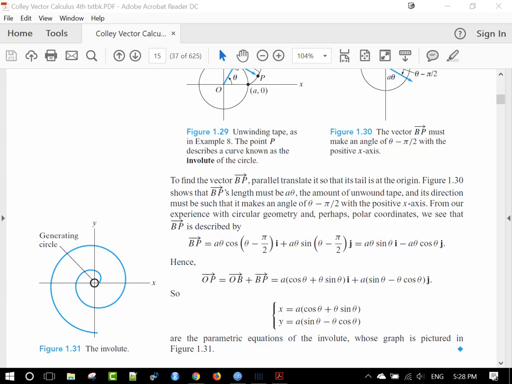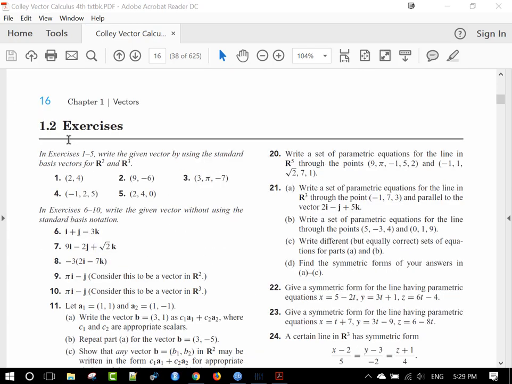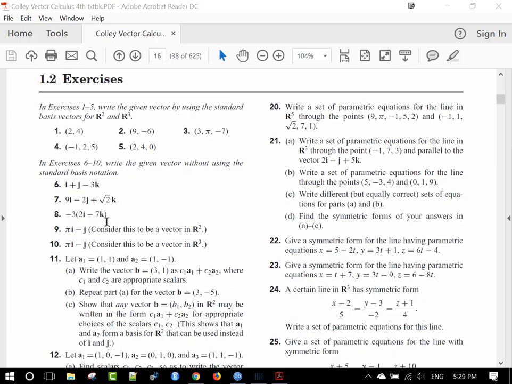Okay, for the exercises, they say write the given vector using the standard basis. So how do you write this in this kind of notation? So obviously it's 2i plus 4j, and similarly with the other ones. And then how do you write this? Using this kind of notation, obviously it's 1, 1, negative 3, and so on. Next one is, suppose we have these two, a1 and a2, write b, which is equal to 3, 1, in terms of a1 and a2.